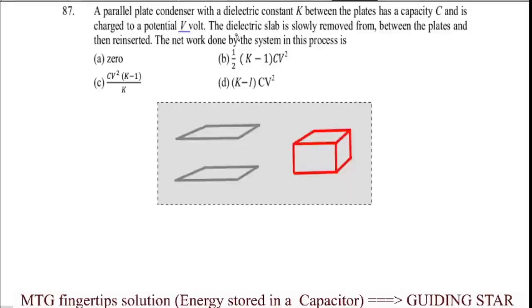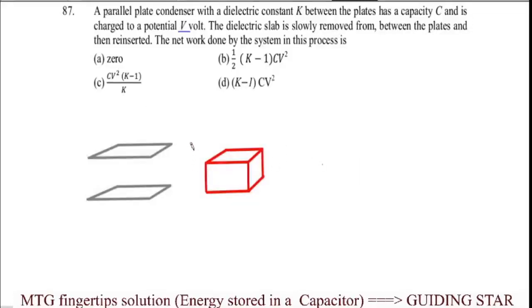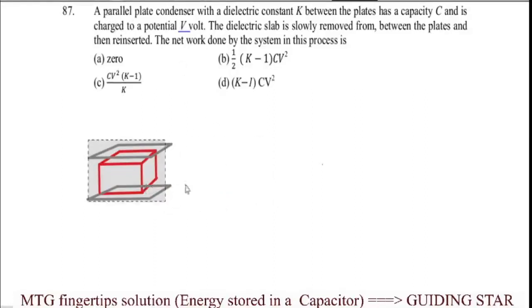So here in this particular case, just think that this is the initial system. Already a dielectric material is inserted between the plates of the capacitor. Clear? So as it is inserted, the capacitance of this system is how much? The capacitance of this system is C. Clear? And the potential difference is how much? It is said to be V.